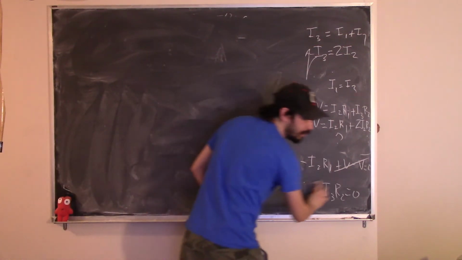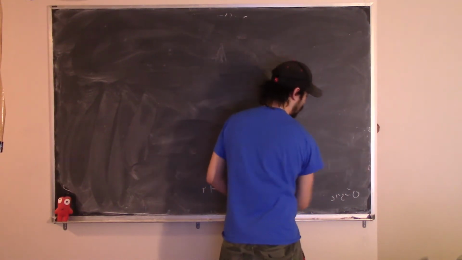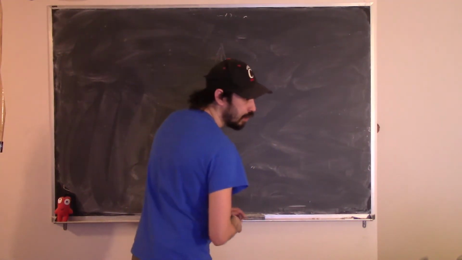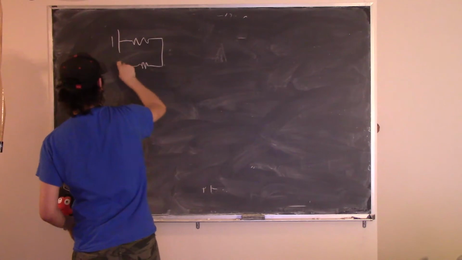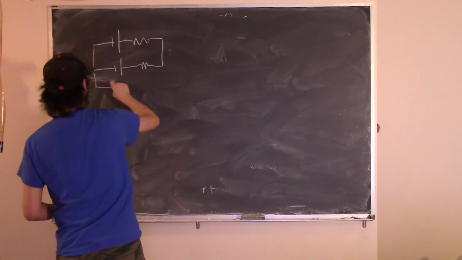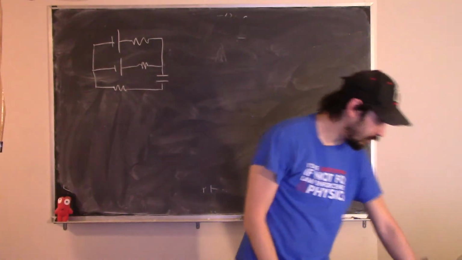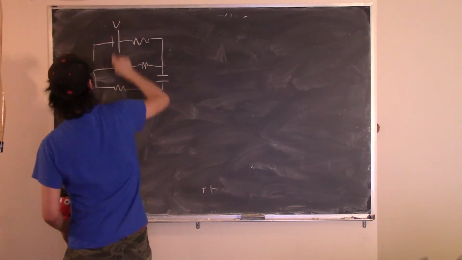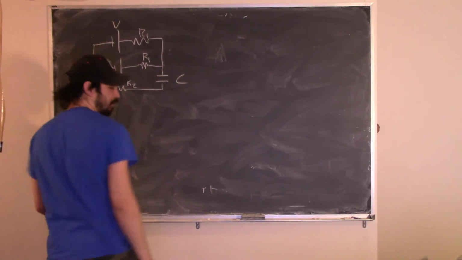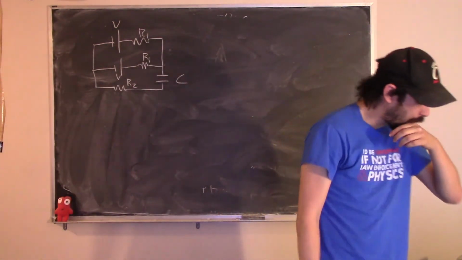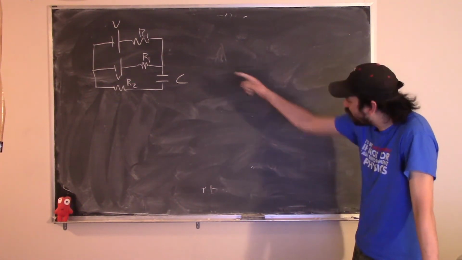So I probably didn't need to erase what I had there because it's really the same thing. It just has a capacitor there now instead of a resistor on the bottom. And the V's are all the same still, so this is V, V, R1, R1, R2, and a capacitor. Okay, so now it's really the same process that we went through before, only now we have this capacitor here.